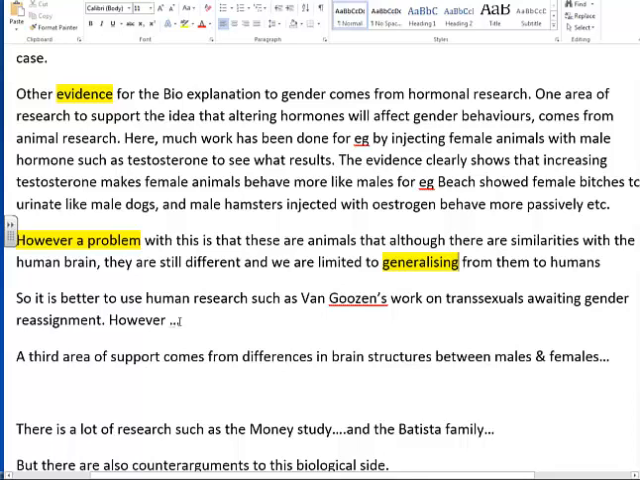Again, we've got the problem that this was an atypical sample. These were people who already were waiting to change sex, and therefore they are different to the majority, different to the typical male or female out there, and therefore we are limited again in generalizing. So we could have that.